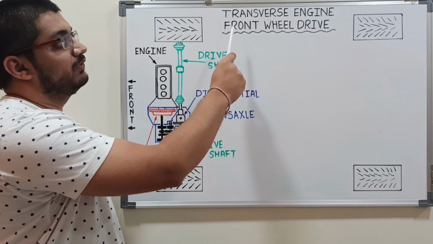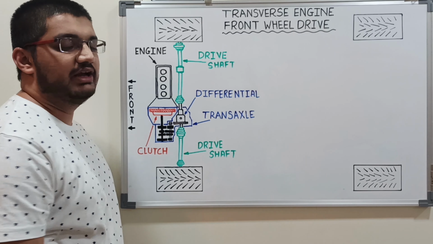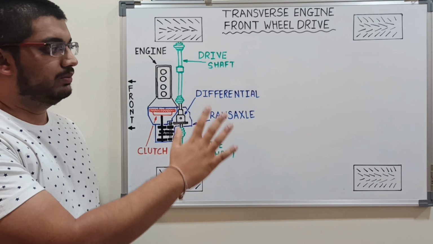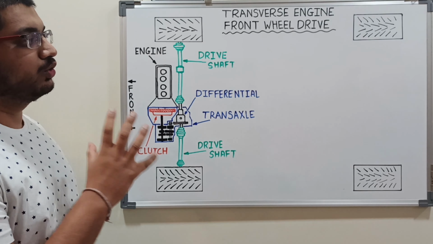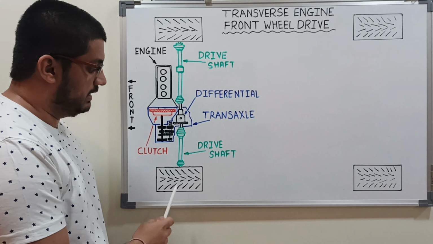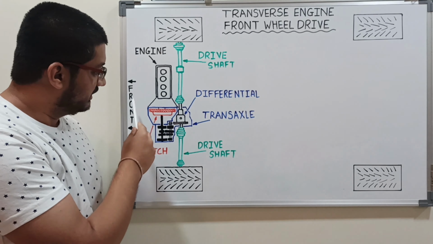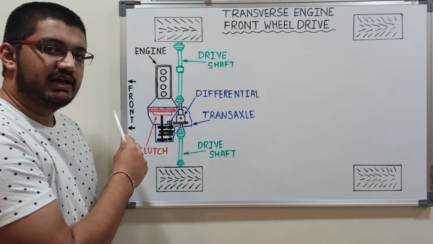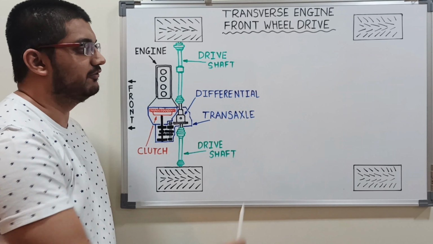Okay, so let us start with the transverse engine front wheel drive layout. First, I'll tell you about the orientation of the vehicle. So we are looking at the vehicle in the top view. These four are the wheels of the vehicle. These two are the front wheels. This is the front direction. The vehicle travels in this direction. So these two are the front wheels and those two are the rear wheels.